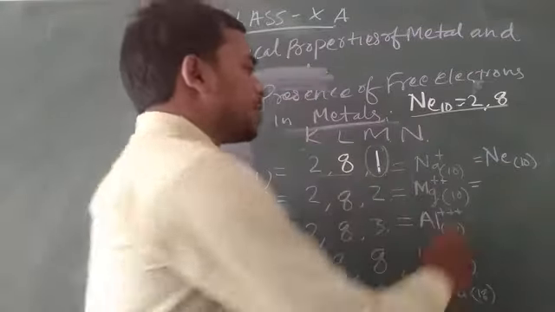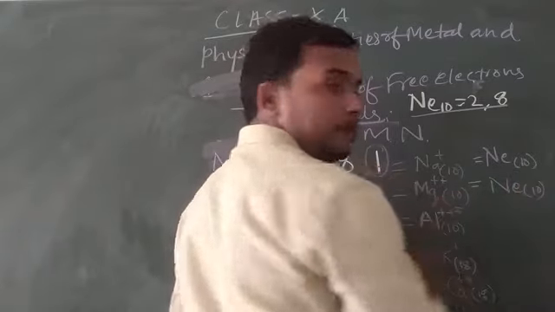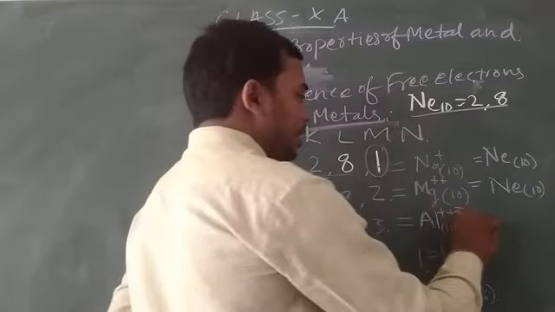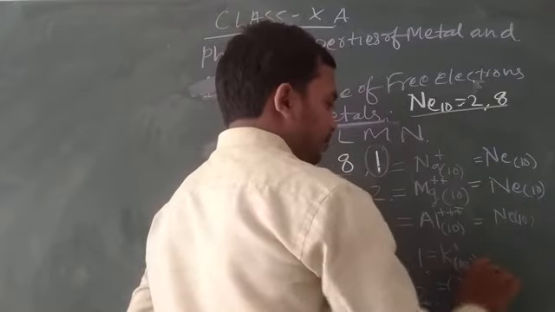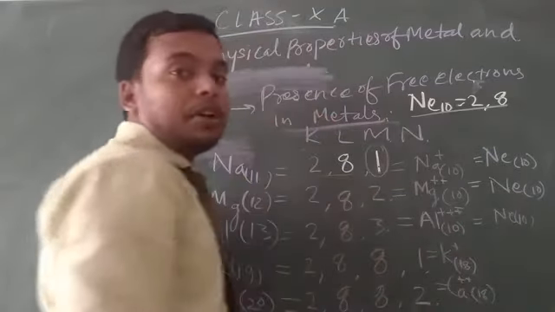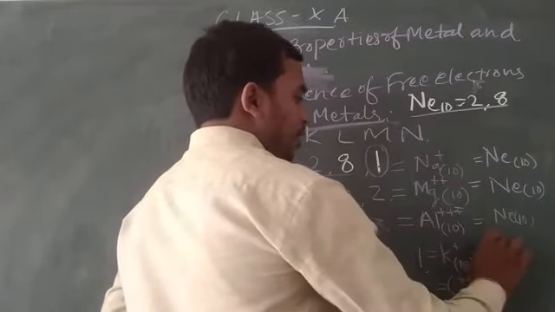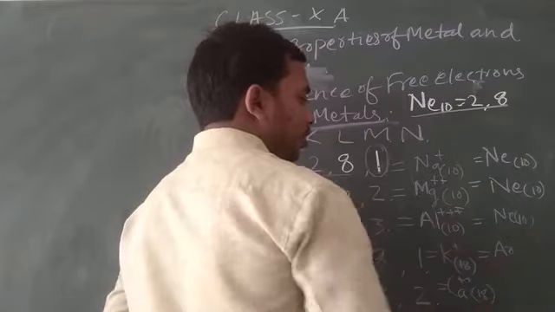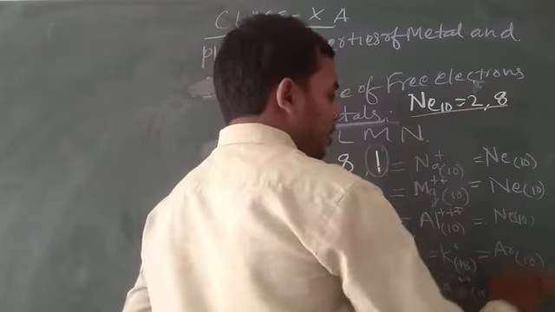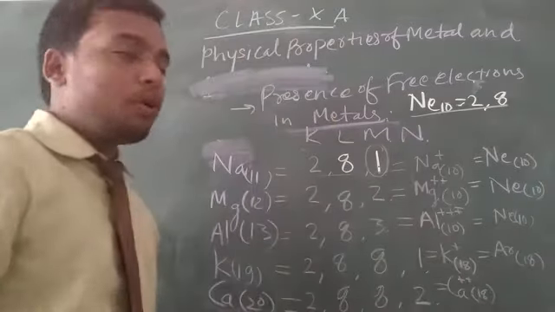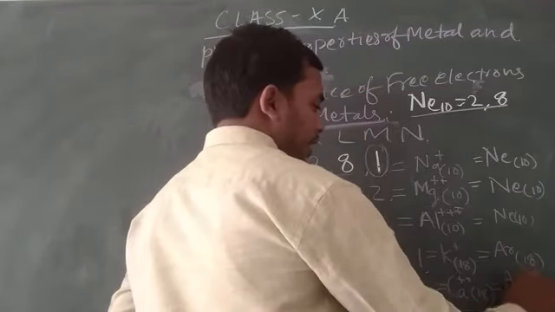So magnesium is also the same, it is also related to neon. Another point, aluminum is also related to neon, that is 10. It is the stable configuration of aluminum. Now another one, that is 18. 18 is the configuration of argon. So potassium with 18, both are stable, and argon is 18.